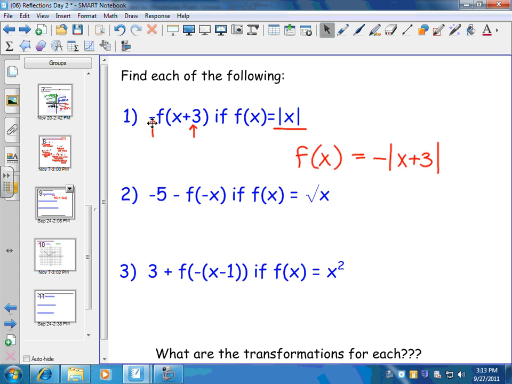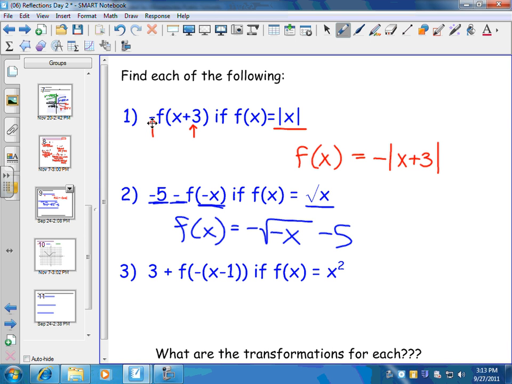The next one asks me to move it down 5, reflect it over the x-axis, and reflect it over the y-axis. And I have to apply that to the square root function. So I'm going to say f of x reflected over the x-axis. Also over the y-axis, so on the inside. And it was moved down 5. I could also have the 5 out in front there. That would have worked fine too.